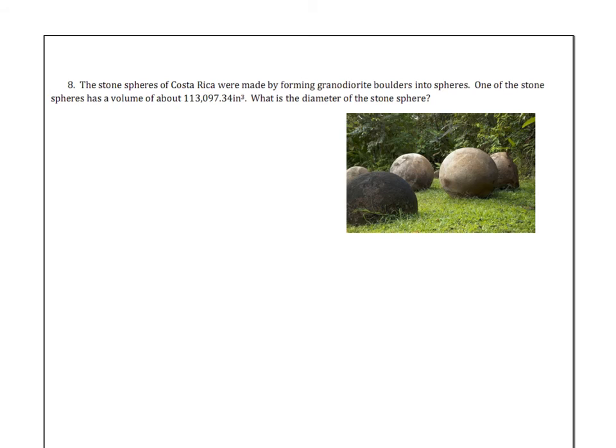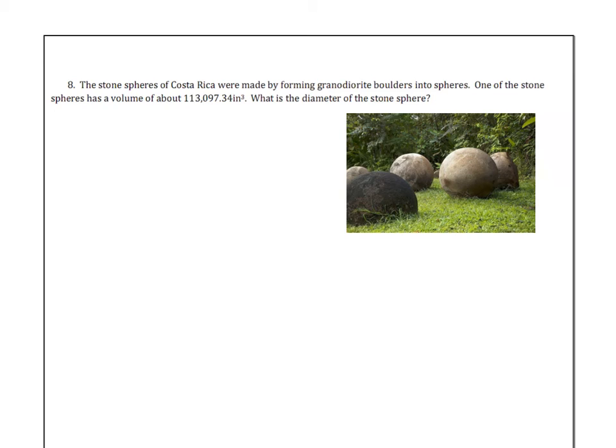Number 8, the stone spheres of Costa Rica were made by forming granodiorite boulders into spheres. So somebody must have taken a chisel to some rock and chiseled these into spheres. You can see the picture here. One of the stone spheres has a volume of about 113,097.34 inches cubed. What is the diameter of that stone sphere?